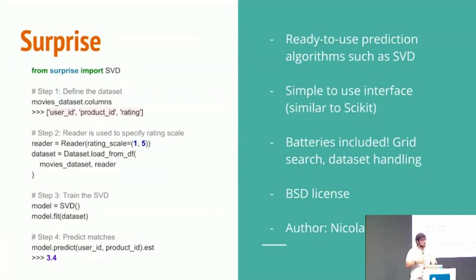On step three, we train the model. As you can see, it's very simple. All you have to do is call .fit with a data set. And then finally, you have your trained classifier, so you can predict new matches. So by now, you already know how to use the library. You can go back and use Surprise in your side project and in your company.